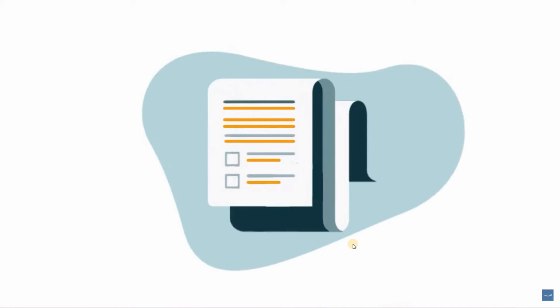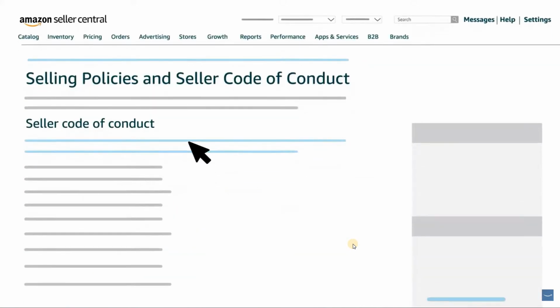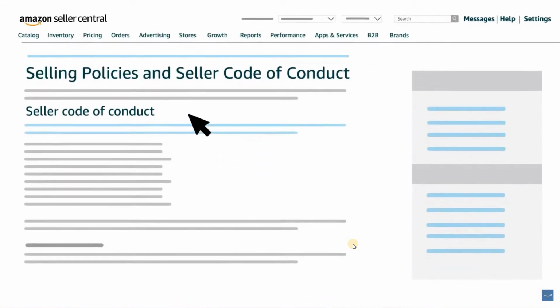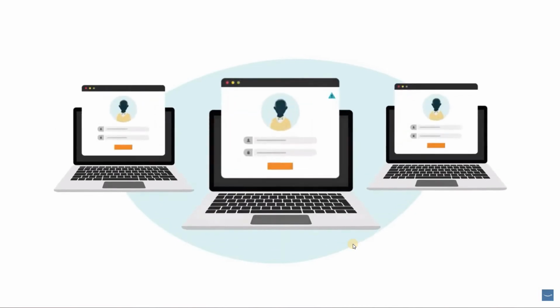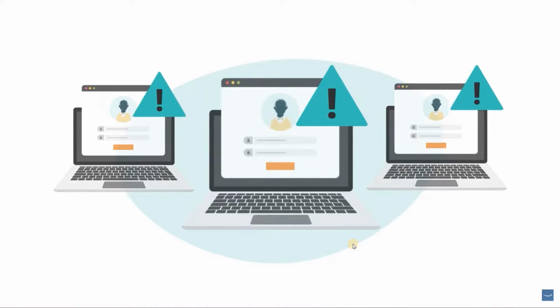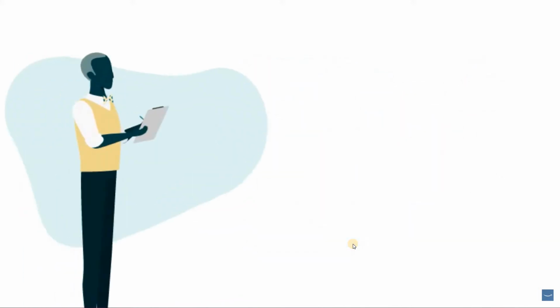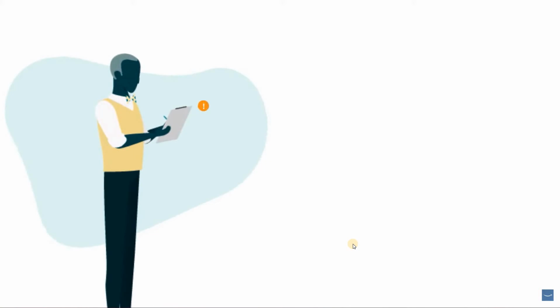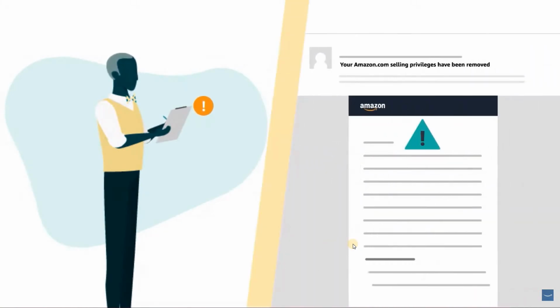To understand what each of the points under the code of conduct mean, visit the respective page related to your regional Amazon store. If one of your selling accounts violates an Amazon policy and is deactivated, all accounts that you own or operate may also be deactivated. You will receive a notification about your related accounts violation.